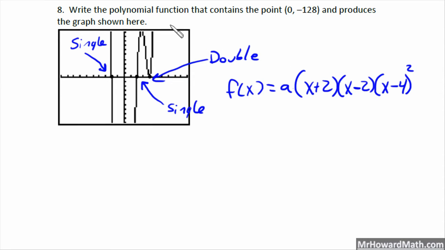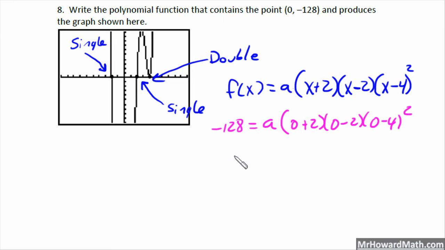So now we can substitute in the point that we were given. So 0 is going here, here, and here, and then we'll put the negative 128 right there and solve for a. Same thing we did in the last problem. So negative 128 is equal to the a value times (0 plus 2)(0 minus 2)(0 minus 4) quantity squared. So work that out.